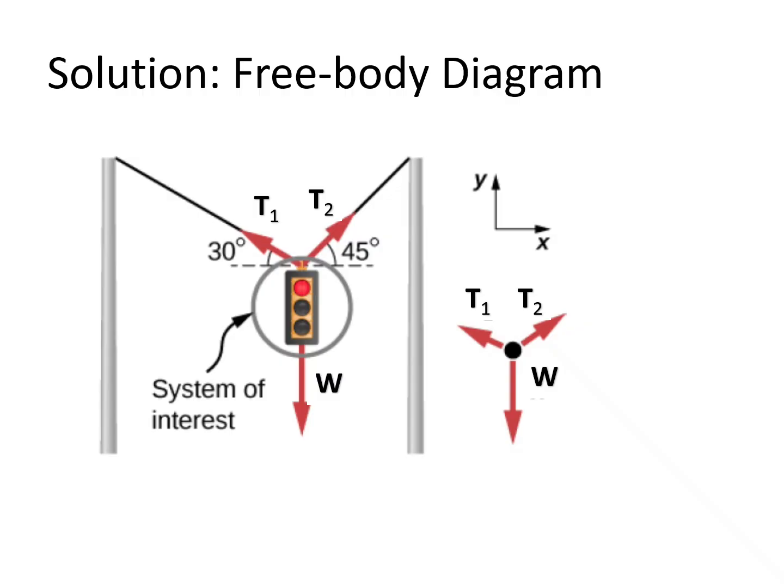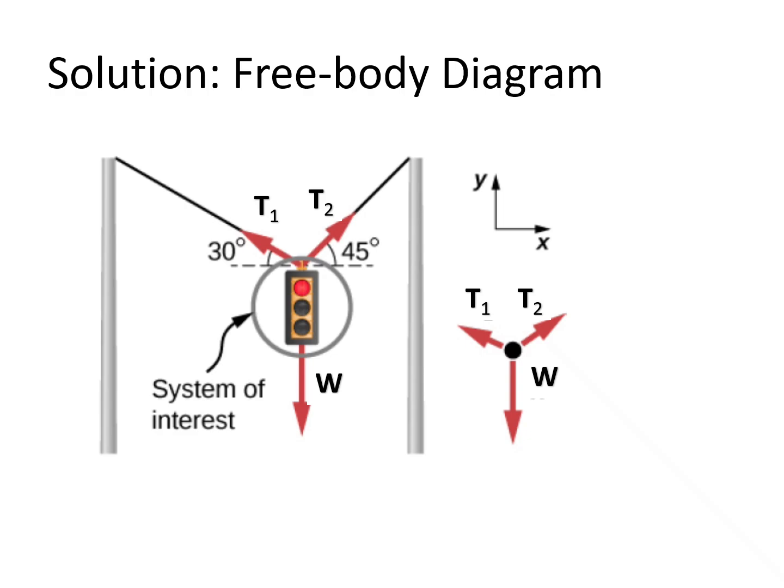Now we draw the free body diagram for the traffic light. The system of interest is the traffic light itself. That means we only draw forces acting on the traffic light. There are three forces acting on it.